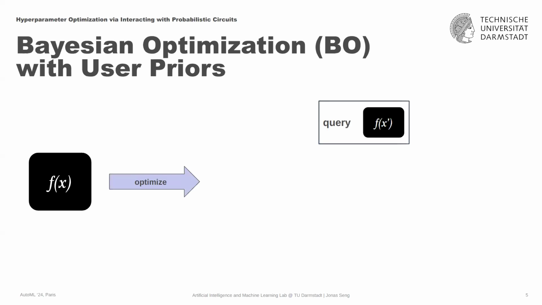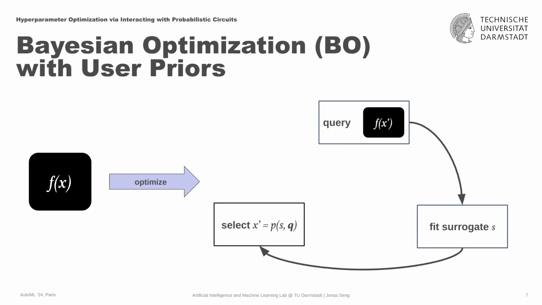The idea is to optimize the black box function as usual. So we start with querying f at random points, and fit a surrogate s in order to capture the dependency between the search space x and the evaluation space. Then the next configuration that is deemed to be most promising is selected using a selection policy that leverages the surrogate s and a user prior q. Then the selected x prime is queried, or f is queried at x prime, yielding a new evaluation score, and the surrogate model is updated. And this is repeated until convergence.